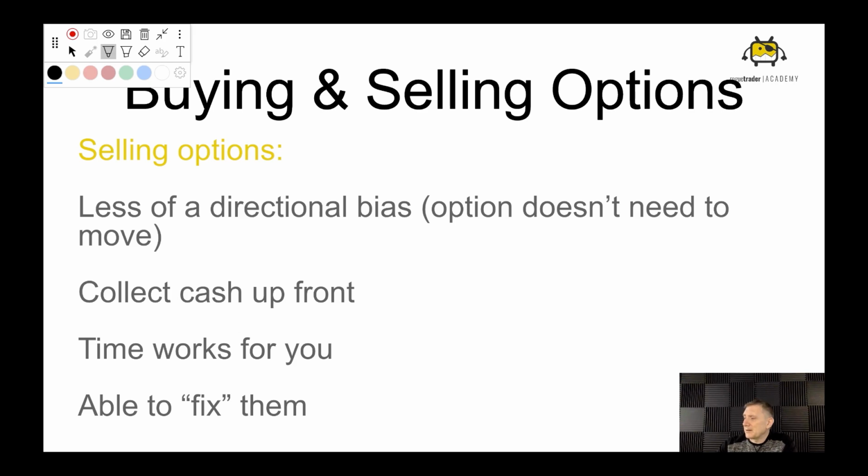So that is the basic functions of both buying and selling options. When you're buying, you've got that directional bias and you've got time working against you. And when you're selling, you've got less of a directional bias and you've got time working for you.